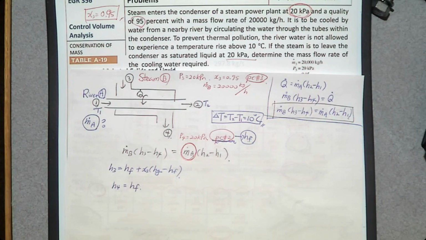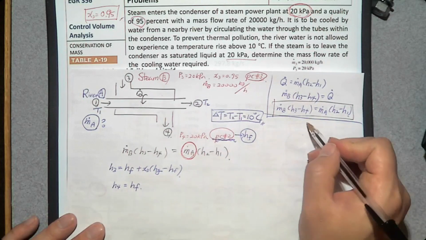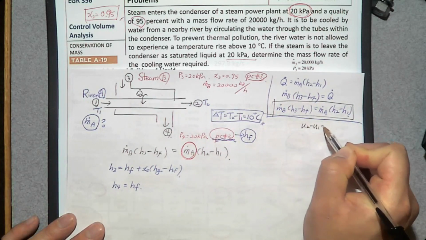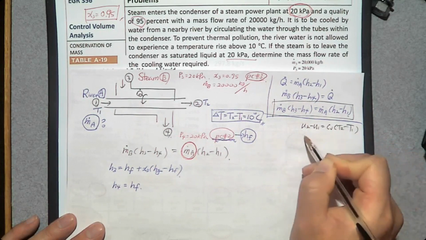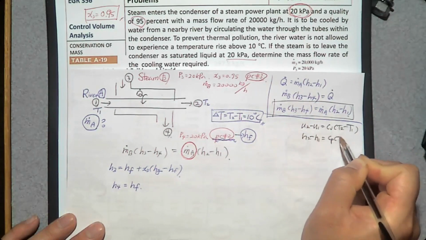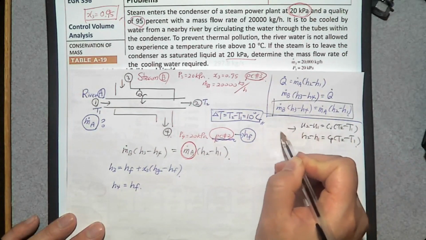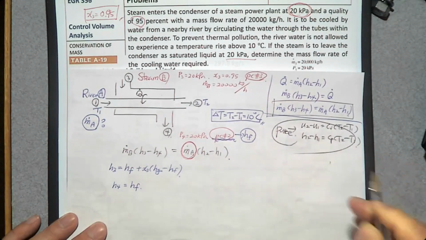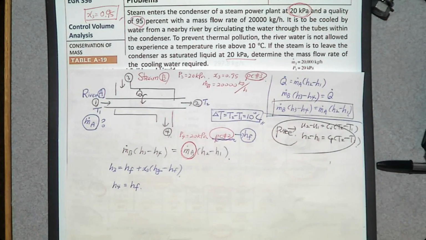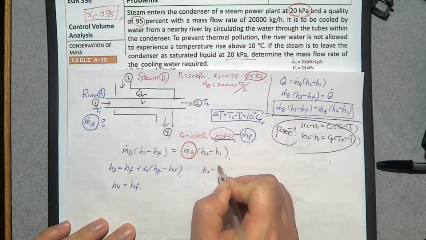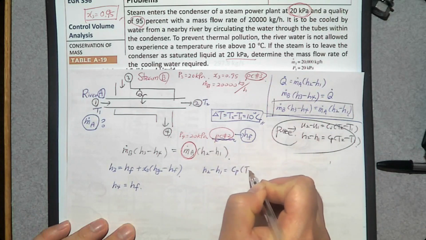If you have a pure system, how do you determine its property? Specific heat. So how do you use specific heat? Do you remember? U2 minus U1 is Cv times T2 minus T1. H2 minus H1 is Cp times T2 minus T1. This is only okay when you have a pure system, right? So what do we need to determine? h2 minus h1. How can we determine Cp times T2 minus T1? So h2 minus h1 is Cp times T2 minus T1.